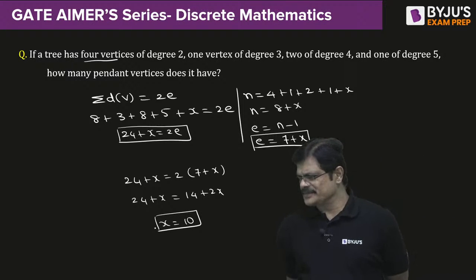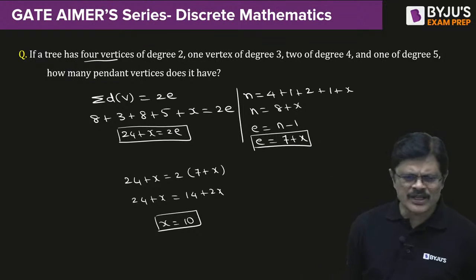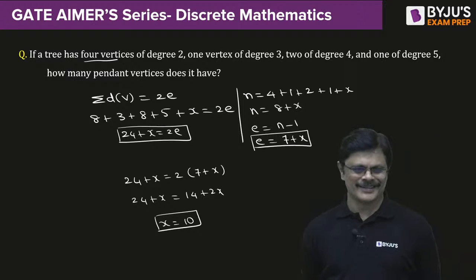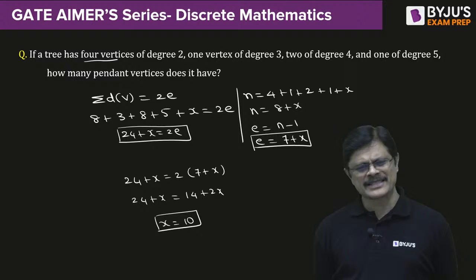10 is the answer. What is that, n minus 1 plus x? Why n minus 1 plus x, Babu? E is n minus 1 plus x. Why n minus 1 plus x, Babu?